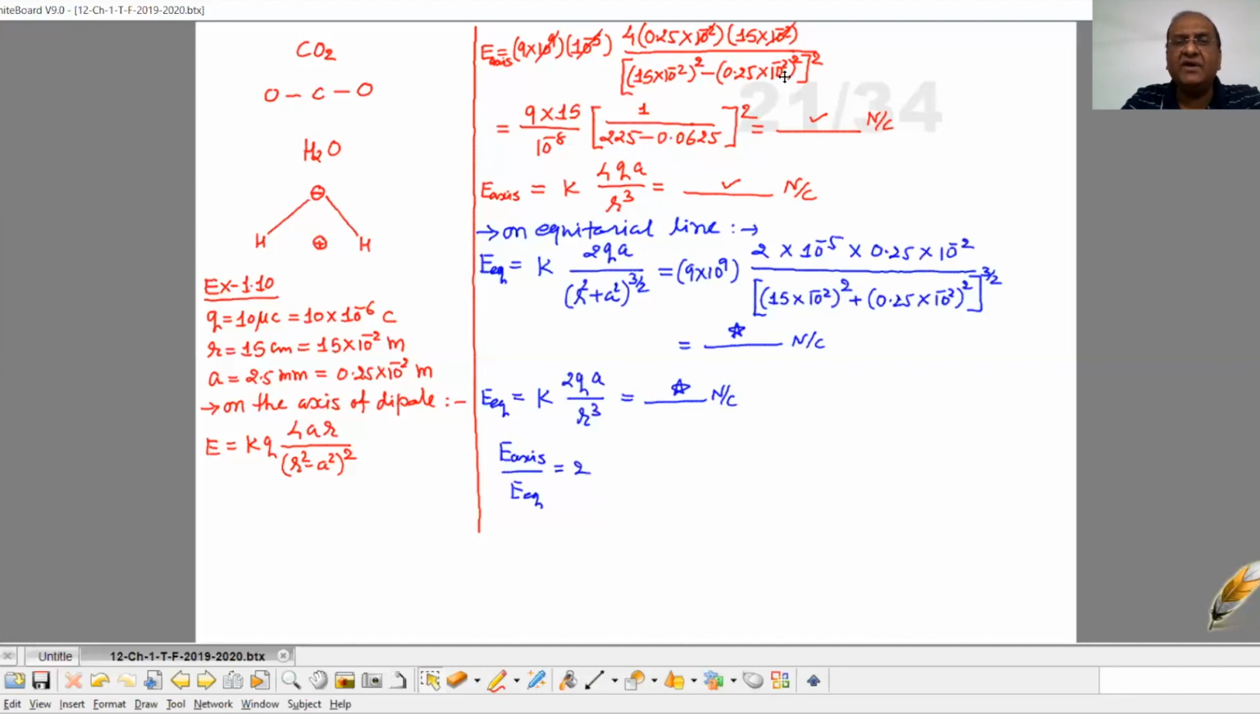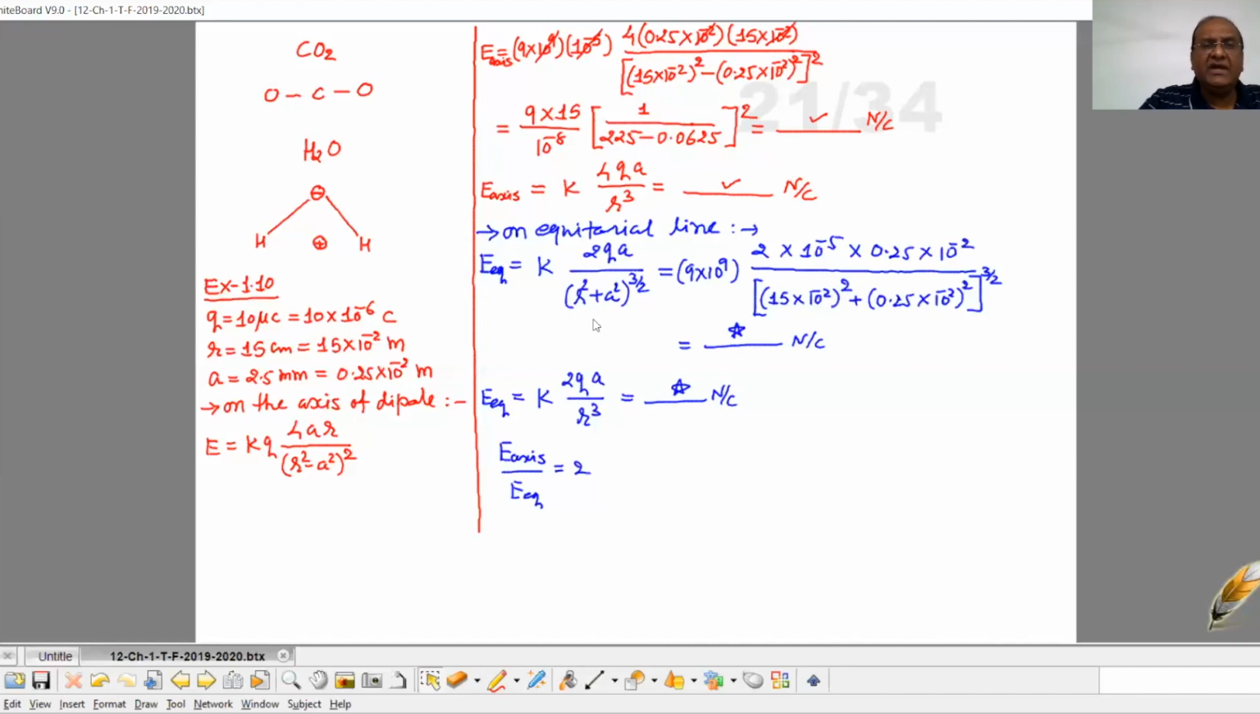minus 0.25 into 10 raised to minus 2 whole square, and the square of this entire quantity. Then solve, you will get the answer. Clear? Then if we consider a very much less than r, then simply you can use the equation K 4Qa upon r cube. Again here substitute the values of K, Q, a and r and solve this. You will get these two answers nearly equal.